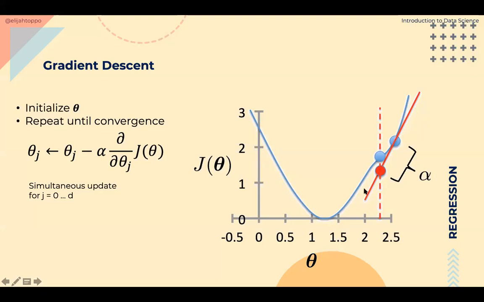So this line is called the gradient descent, and the top side is called the gradient ascent. In our case, we want to go for gradient descent because we want to reduce the cost. We don't want to maximize the cost. Our purpose is to reduce the cost.